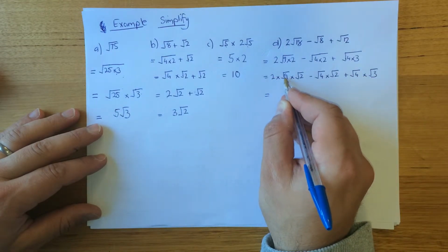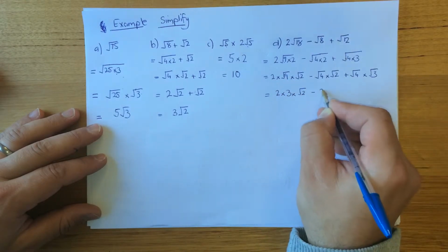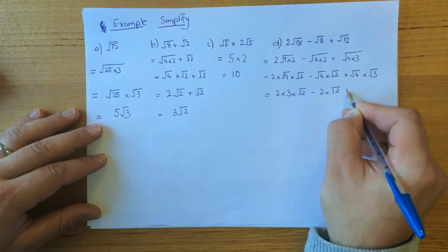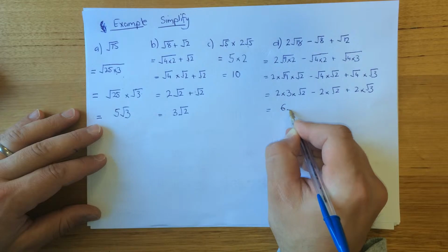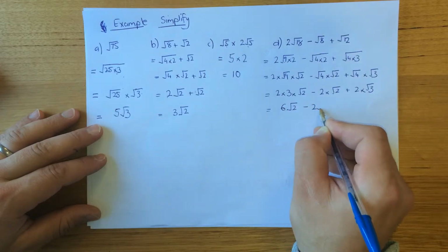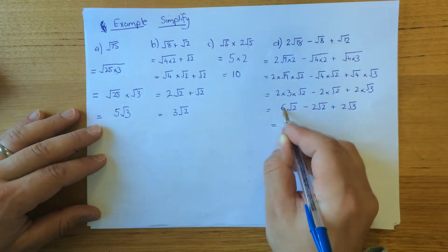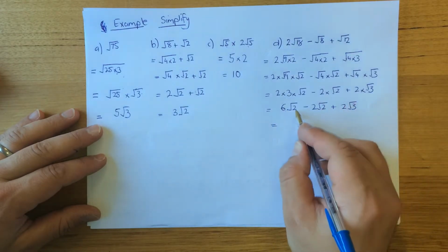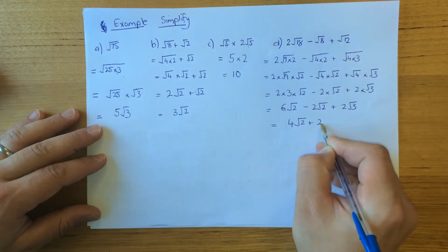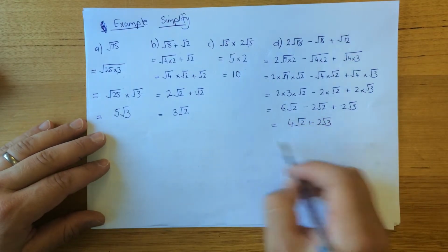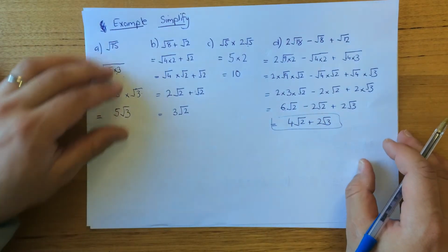This gives 2 times square root of 9, which is 2 times 3 times square root of 2, minus 2 times square root of 2, plus 2 times square root of 3. And I get 6 square root of 2 minus 2 square root of 2 plus 2 square root of 3. I can only subtract this. I can't combine this because it's not the same surd. So I end up getting 4 square root of 2 plus 2 square root of 3. Just leave your answer like that. You can always factor out a 2 and make it fancy, but that'll be your final answer there.